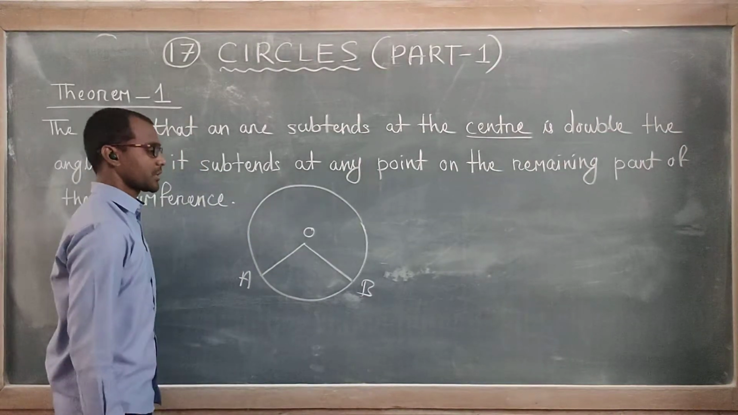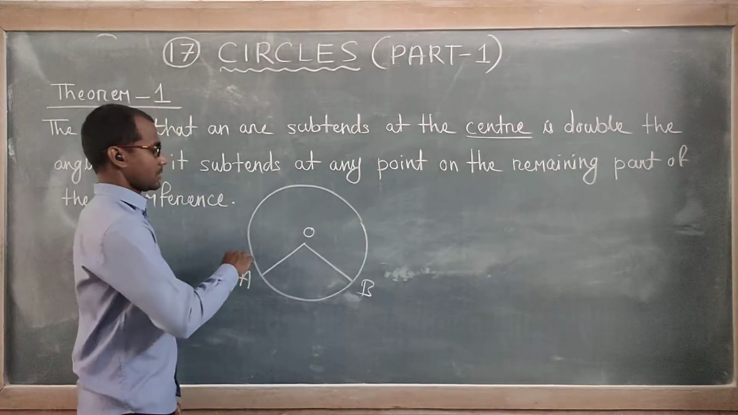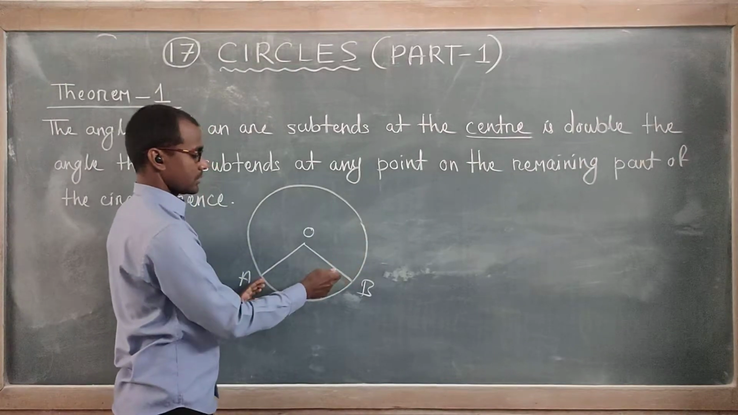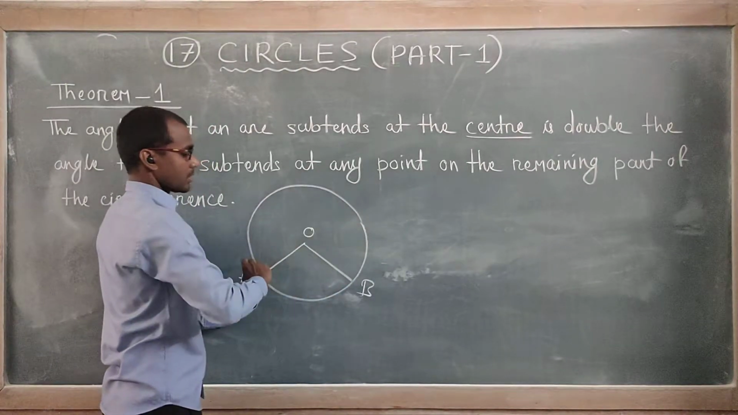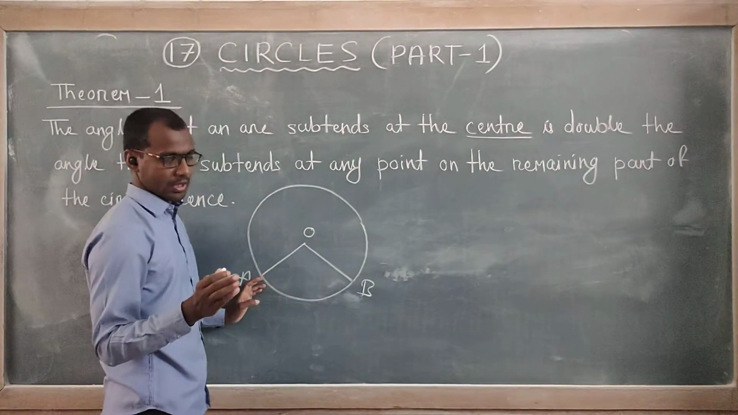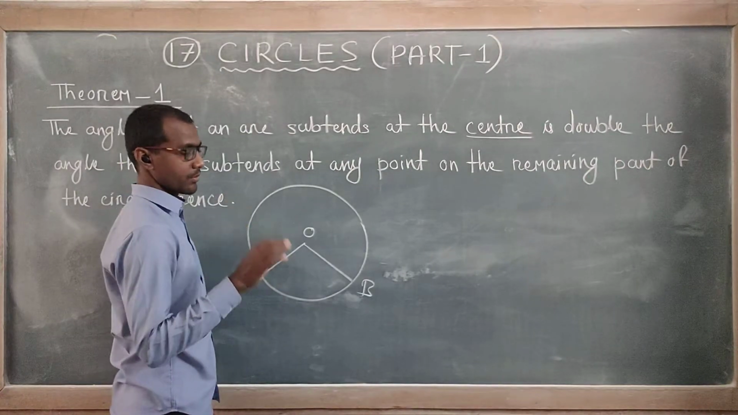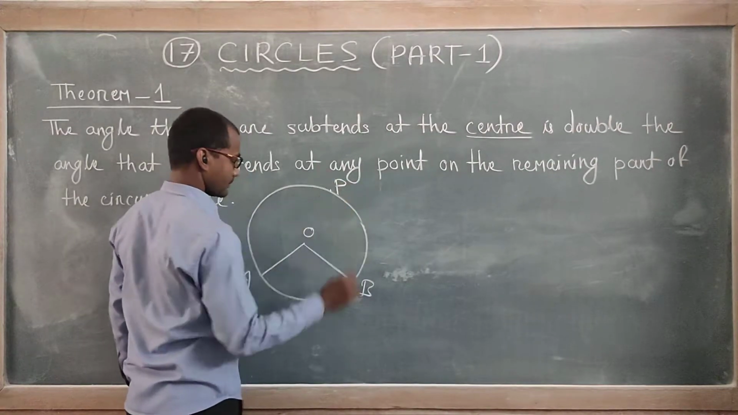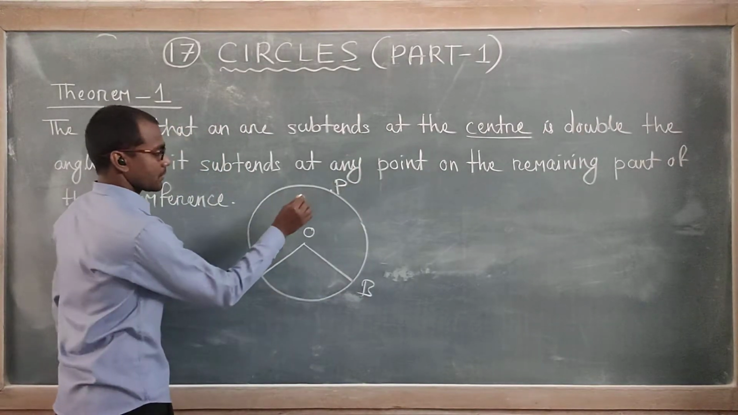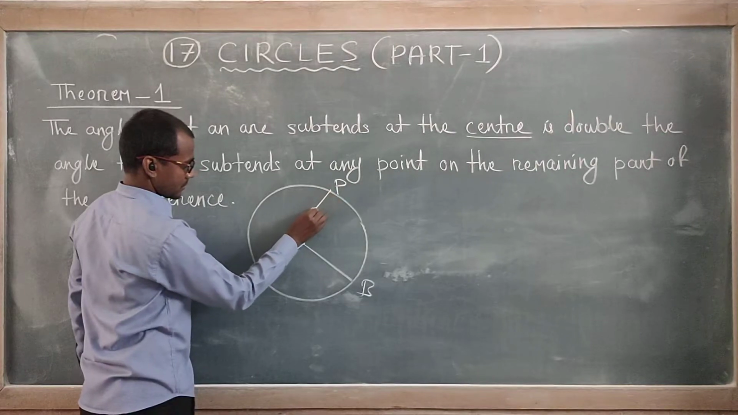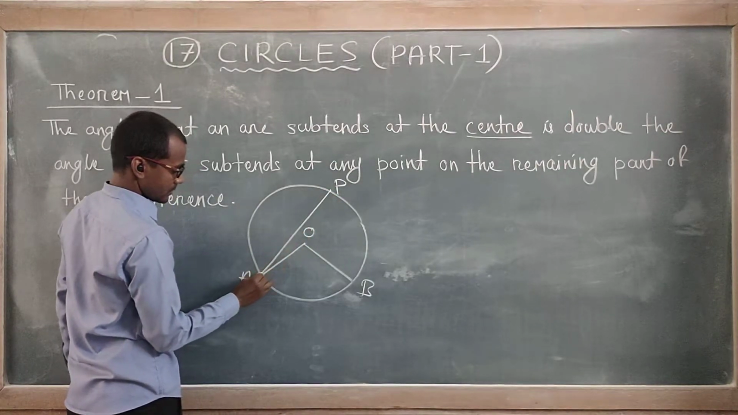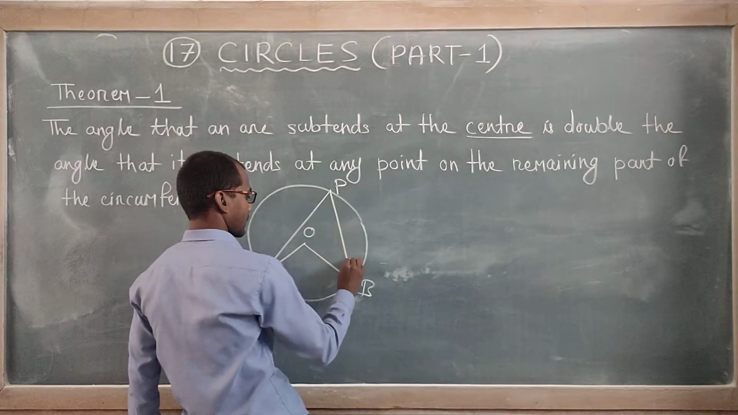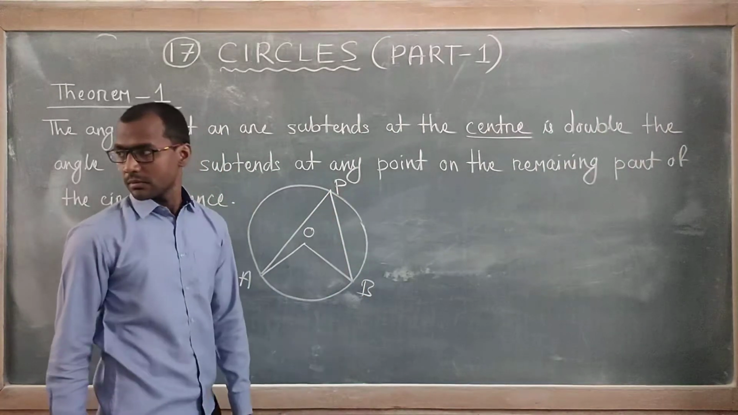Now let us take any point on the circumference, except this arc, meaning the remaining part. The major arc AB is the remaining part. So let us take any point on this major arc AB. We will take point P here. Again join PA and PB.